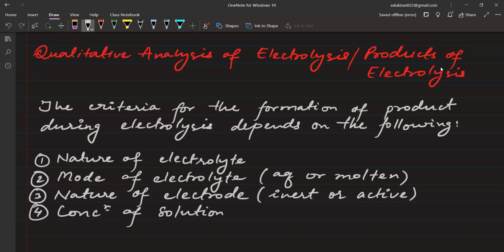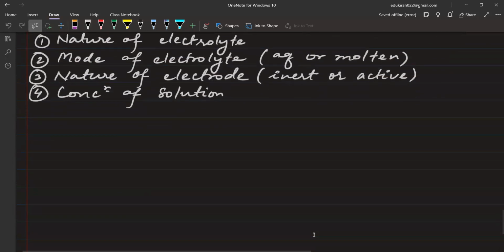Basically, जब concentration of solution is very low, then what is going to happen? वहां पे water की electrolysis हो जाती है, ठीक है? Done, everyone? Right, next, remarks.